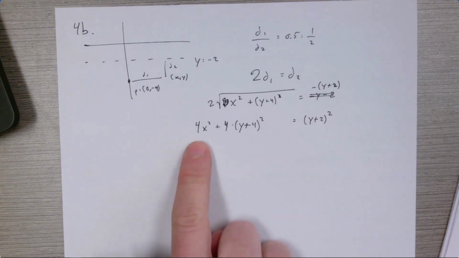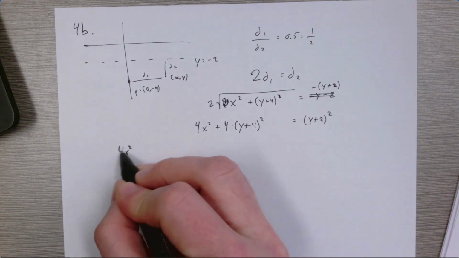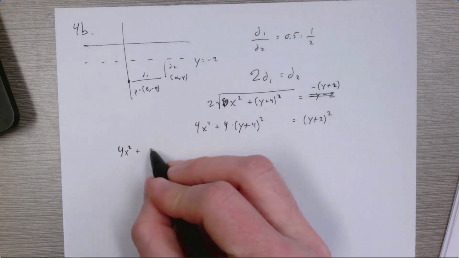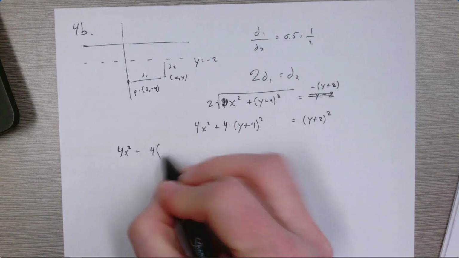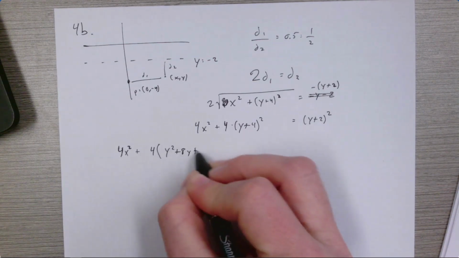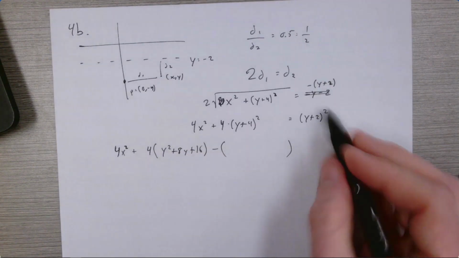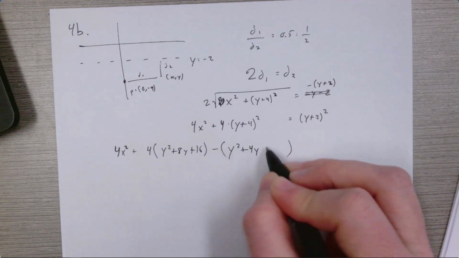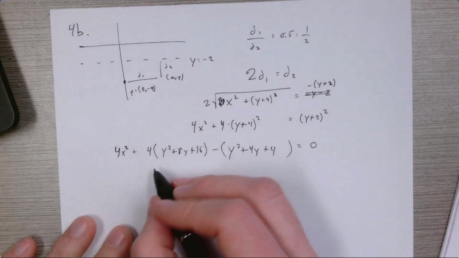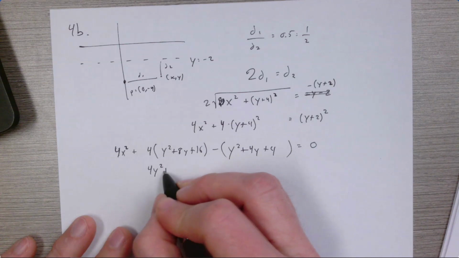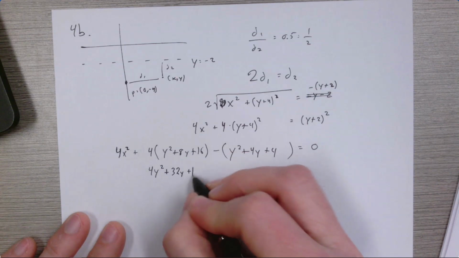Okay, so let's do the same thing. I'm going to keep the x squared on this side, but I'm going to move the y squared over. So this will be, I guess I'll start expanding as well. So y squared plus 8y plus 16. And then I'm going to be subtracting, because I'm going to move that to this side, but I'm going to expand it. Y squared plus 4y plus 4 equals 0. Okay, let's distribute this in now. So 4y squared plus 32y plus 16 times 4.